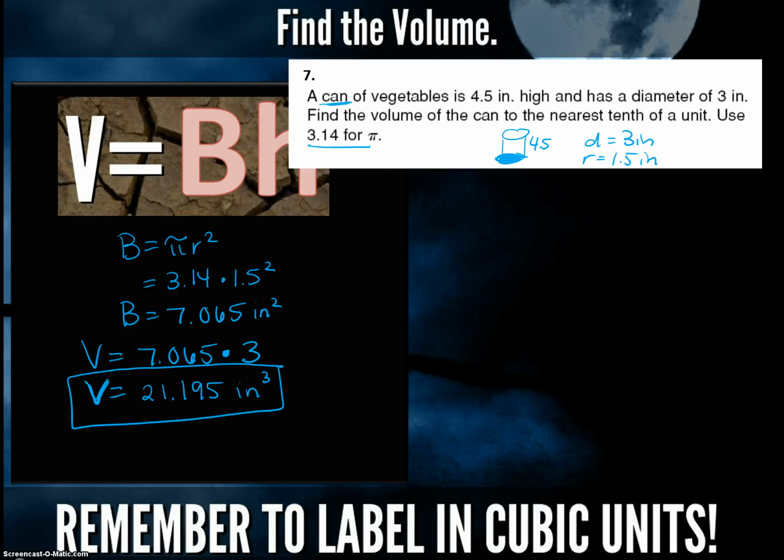Now checking your answer here, I did something wrong. Can you check and find my mistake? When I substituted in, I made a mistake of putting a 3 in for my diameter instead of the 4.5, which I should have put in for my height. So if you did 4.5 the first time, you're right. So you get a final answer of, drum roll please, 31.7925 cubic inches.